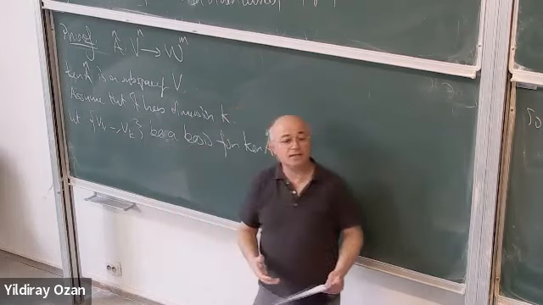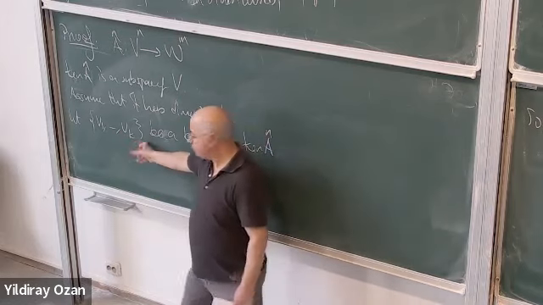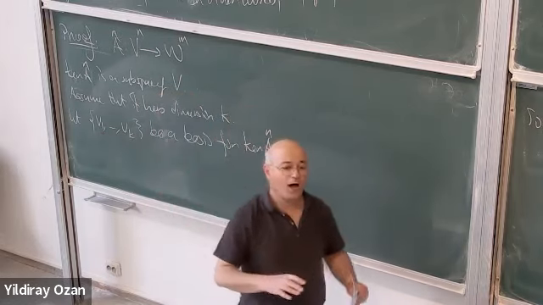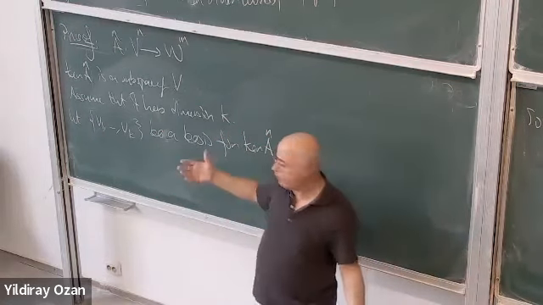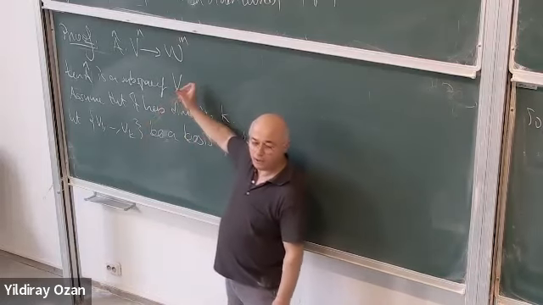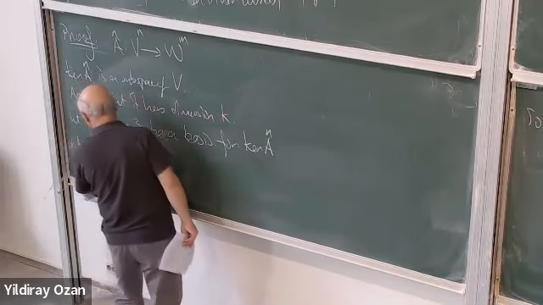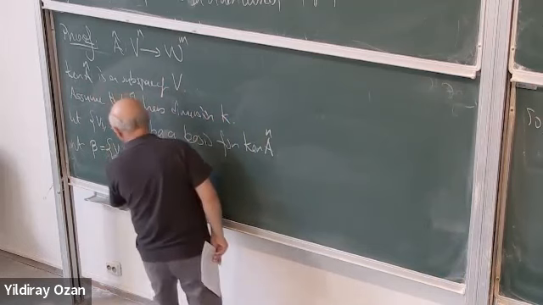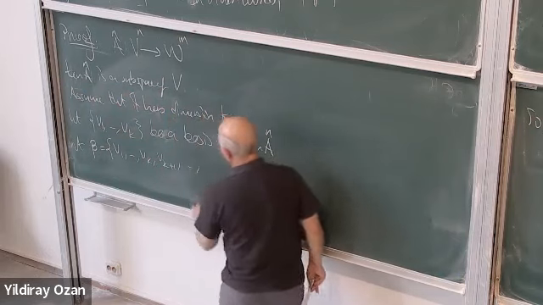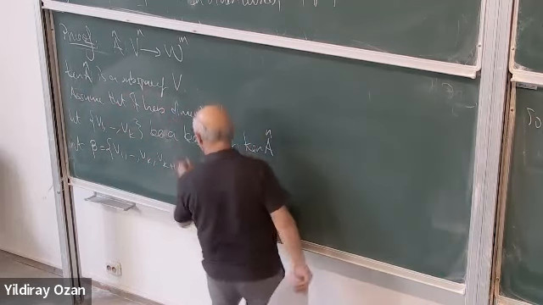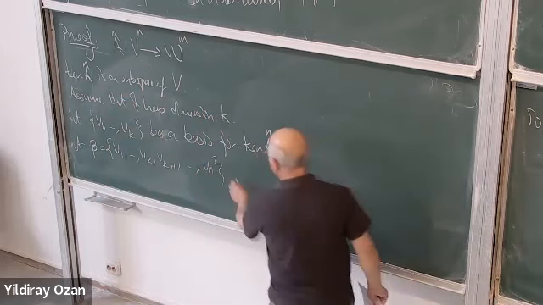Then I can extend this to a basis of D, right? Each time I put a vector which is not in the span of this one, I just get bigger and bigger linearly independent sets. When I reach n, I will stop there. So let beta be B1, ..., Bk, V_{k+1}, ..., V_n. How many vectors should I add? Well, n minus k vectors, right?